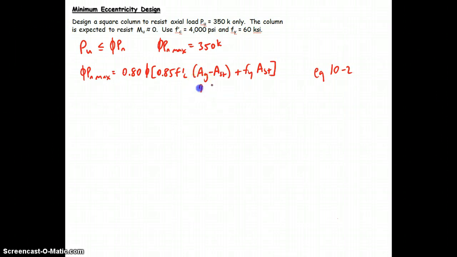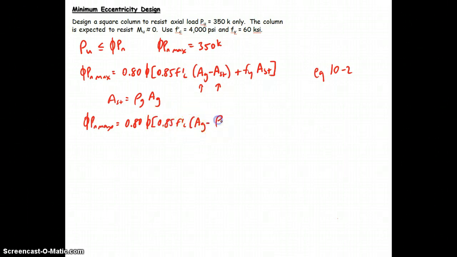Unfortunately, there are two unknowns, area gross and area steel. We haven't designed yet. So let's see if we can maybe reduce those number of unknowns to just one. So we do know that the area steel is equal to rho gross times area gross. That's the fundamental relationship that says rho is equal to area steel over gross area. So we can rephrase equation 10-2 as follows. Phi Pn max is equal to 0.80 phi times 0.85 F prime C times area gross minus rho g Ag plus Fy times rho g Ag.